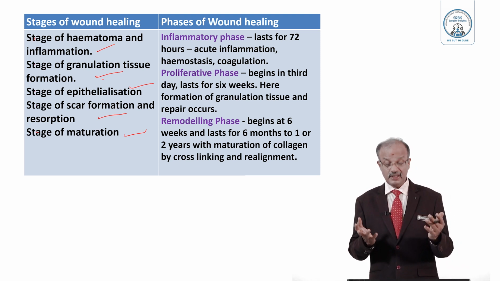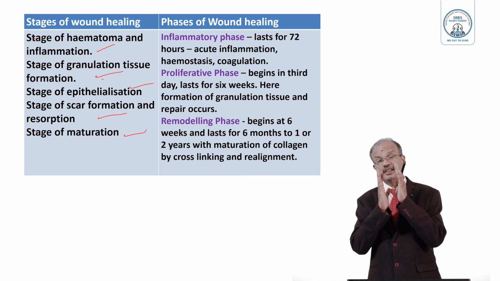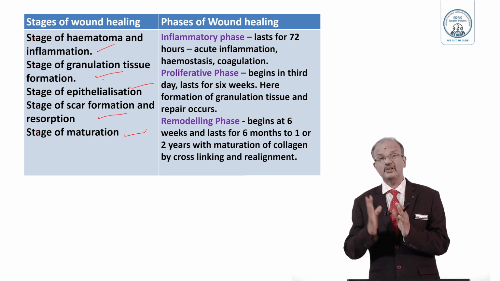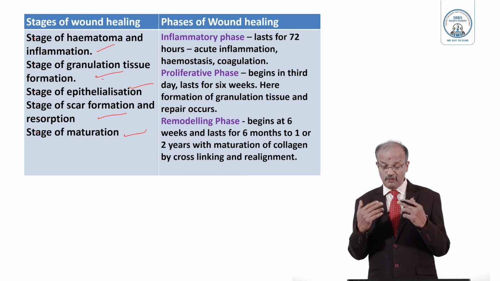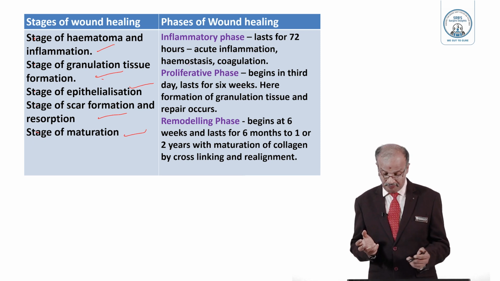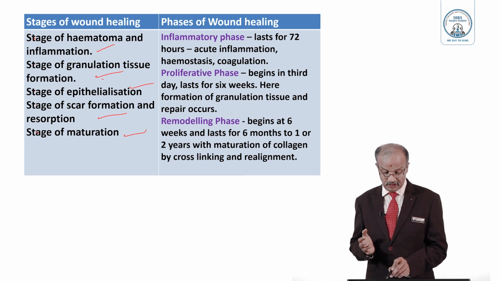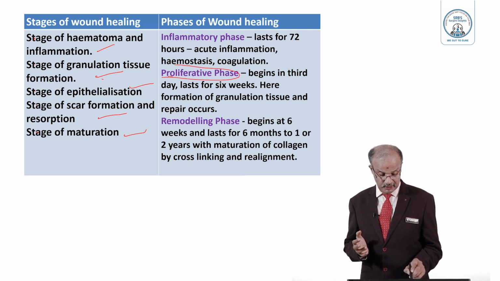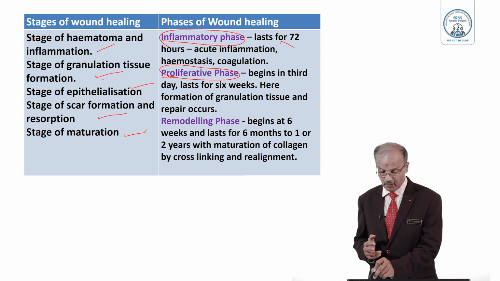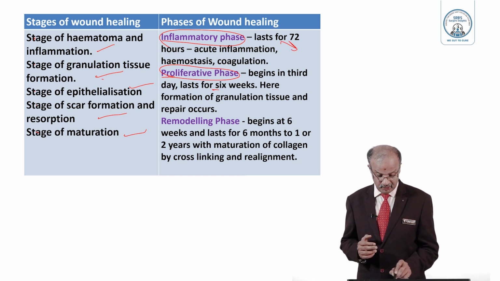Phases are different. In the inflammatory phase, initially inflammation occurs, and neutrophils come for 72 hours. After that, neutrophils will not come, and proliferation begins. Initially, hemostasis, coagulation, acute inflammation. After that, the proliferative phase begins on the third day and lasts for 6 weeks. The inflammatory phase is only for 3 days or 72 hours. This is an MCQ question, remember. This is also an MCQ question.